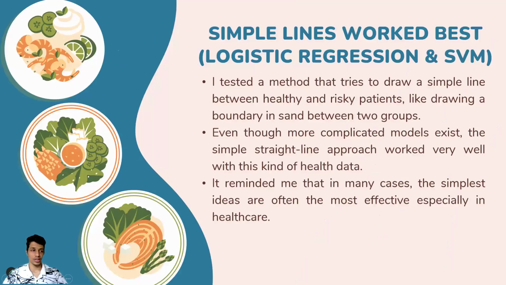Simple lines work best: logistic regression and SVM. I also tried simple boundary methods like logistic regression and support vector machine. These models try to draw a straight line between healthy and risky patients. Although I could have used fancy curves or complex transformations, simple straight-line boundaries actually performed better. I used polynomial and RBF SVM, but out of those, simple linear SVM outperformed both.